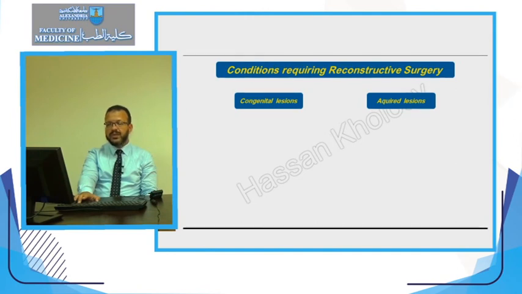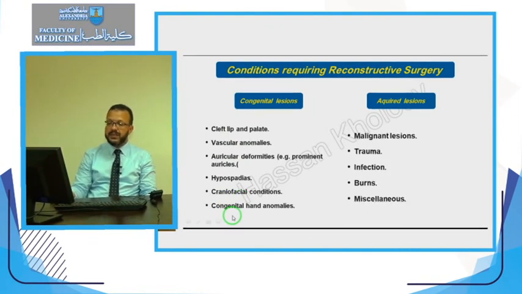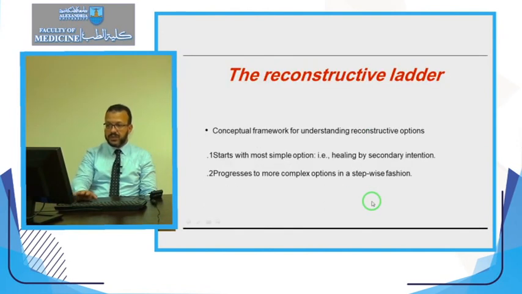So, about the conditions requiring reconstructive surgery, or in other words, the etiology of defects that arise in the human body. The etiology may be congenital or acquired lesions. The congenital lesions that require reconstruction include cleft lip and palate, vascular anomalies, auricular deformities like prominent auricles and microtia, hypospadias, craniofacial conditions, and congenital hand anomalies. While the acquired lesions that require reconstruction include malignant lesions, trauma, infection, burns, and miscellaneous causes.